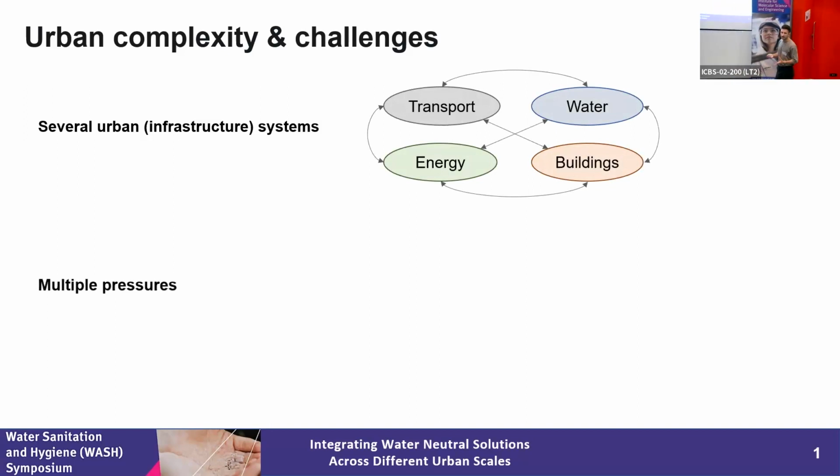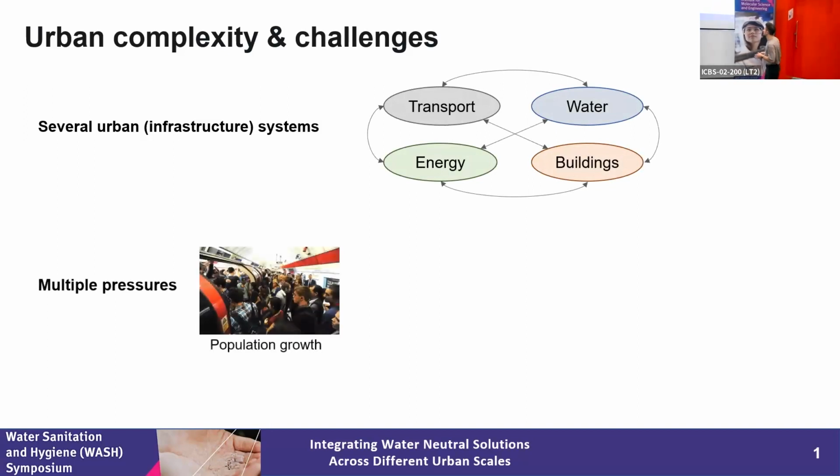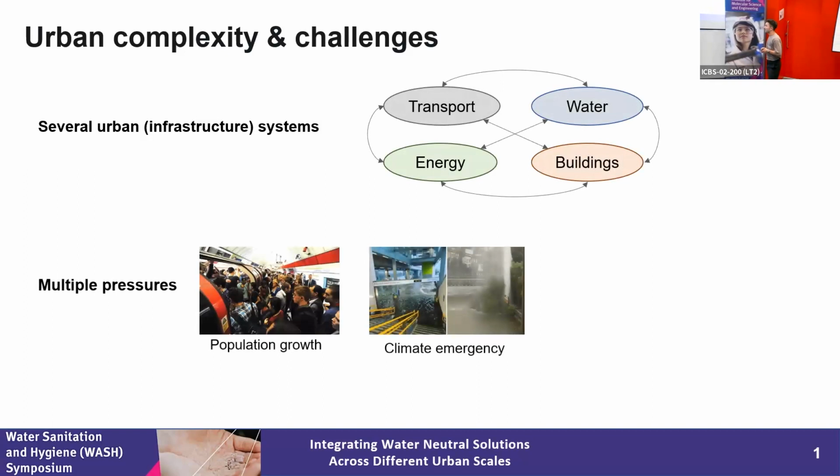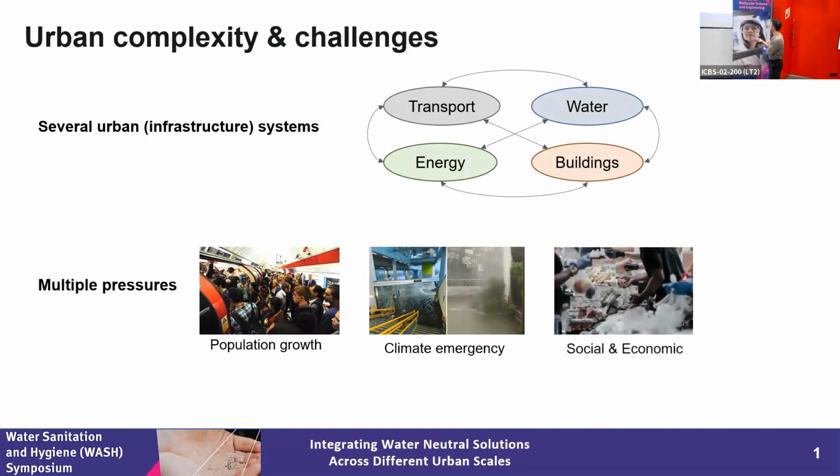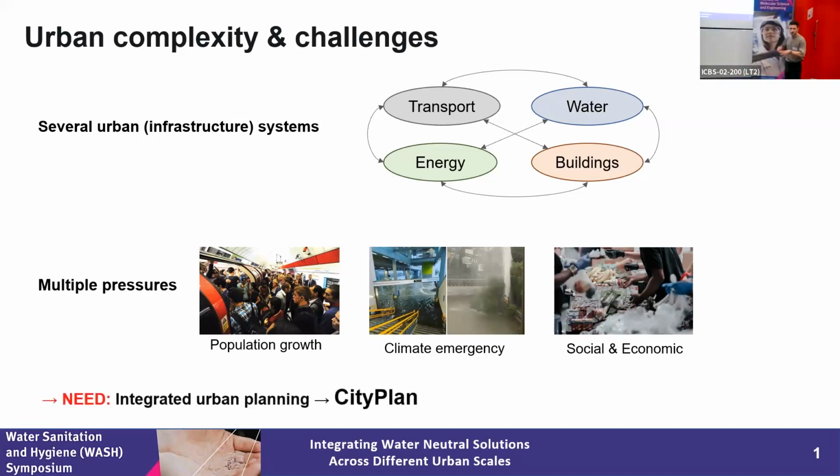But at the same time, they are also facing multiple pressures, such as population growth, the climate emergency, with episodes of droughts or flooding happening more often, for example here in London, and then some social and economic pressures, like the housing crisis or the most recent cost of living crisis. For all these reasons together, we thought there is a strong need for an integrated urban planning approach, and that's when we came up with the City Plan framework.